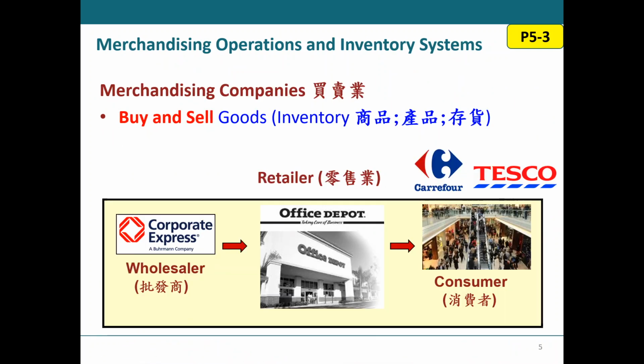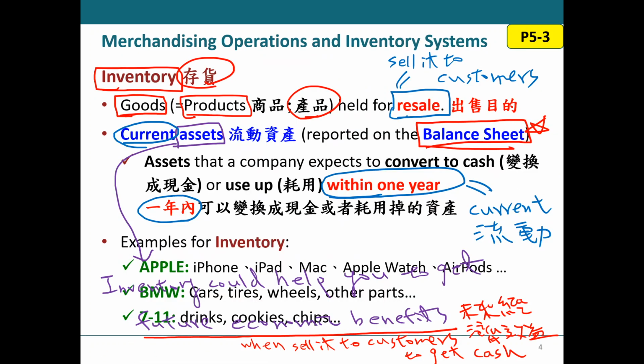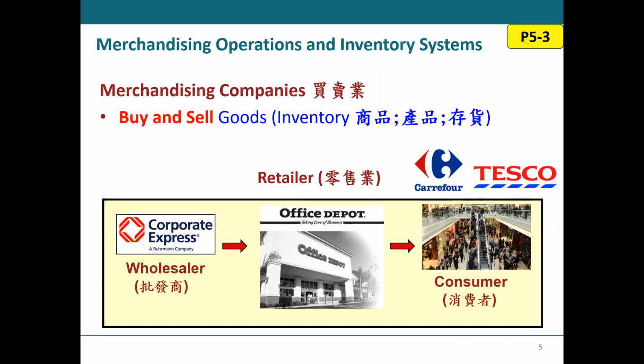Okay, if you don't have any questions, since we talk about inventory for chapter 5, we also focus on merchandising companies, 买卖业. So in chapters 5 and 6, even though we talk about inventory, we only focus on merchandising companies, 买卖业. What does it mean? It means your company buys the inventory and sells the inventory directly. You don't do anything on inventory. You just buy it directly, sell it directly.